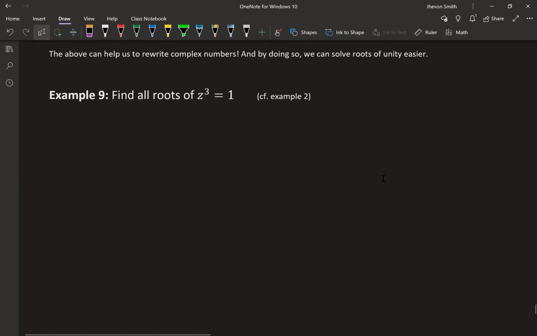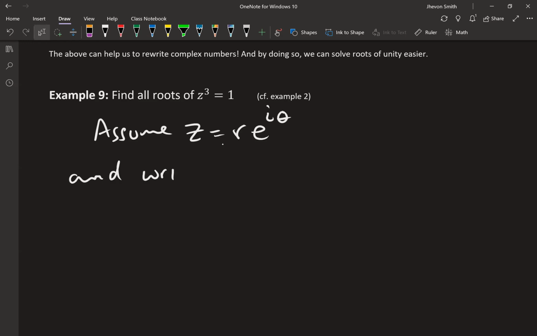So let's actually use these to solve a root. And you can actually compare this to example 2, where we had to solve r cubed plus 1 equals 0. This is really solving something like r cubed minus 1 equals 0. But let's say we wanted to do this using roots of unity. So it's just another option for us. So what we can do is the following. Assume z equals re^(iθ), and write 1 as e^(i2nπ).